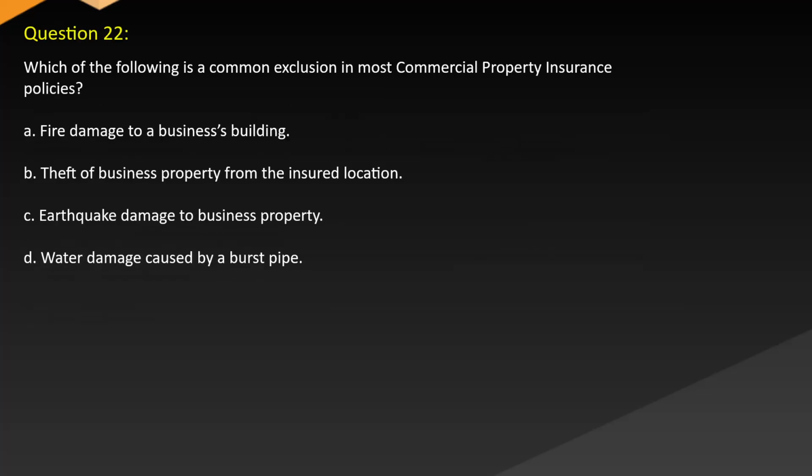Question 22. Which of the following is a common exclusion in most commercial property insurance policies? A. Fire damage to a business's building. B. Theft of business property from the insured location. C. Earthquake damage to business property. D. Water damage caused by a burst pipe.